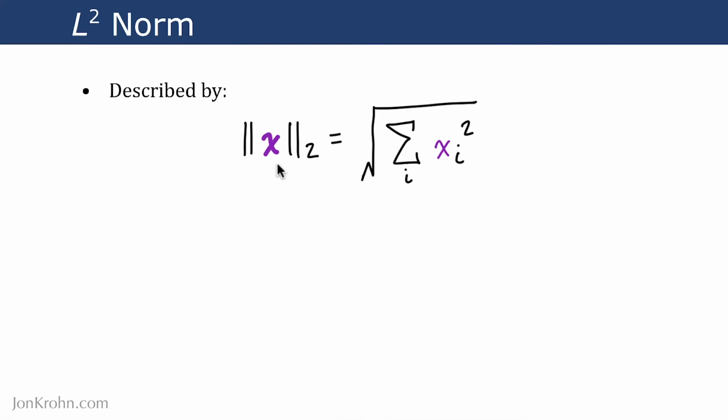We denote L2 norm with this notation here. So these two straight lines look like absolute values, but two sets of them on either side of the vector, and then the number 2 as a subscript. You'll notice here that I'm making use, even in my notation, of a bold x representing a vector and an unbolded italicized x representing each of the scalar elements of that same vector x.